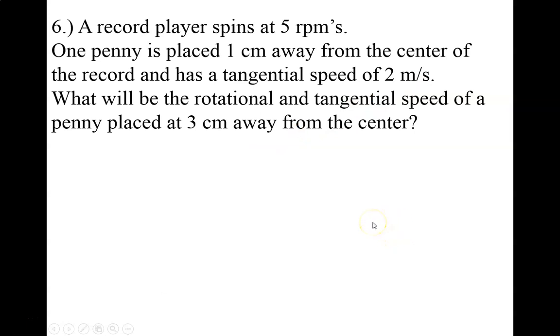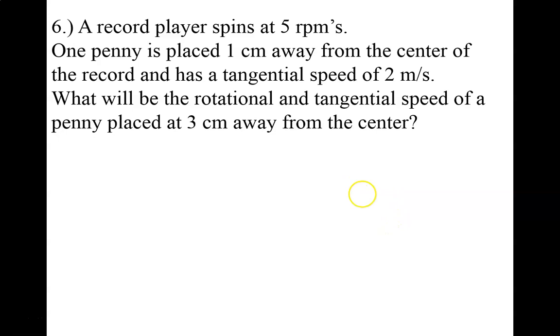Let's see. A record player spins at 5 RPMs. One penny is placed a centimeter away from the center of the record and has a tangential speed of 2 meters per second. What will the rotational and tangential speeds of a penny placed 3 centimeters away from the center be?